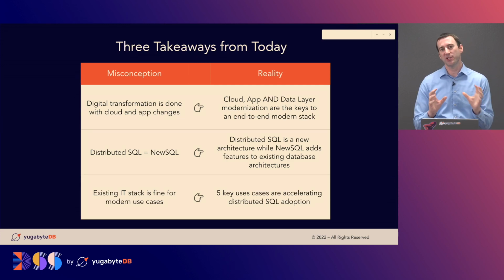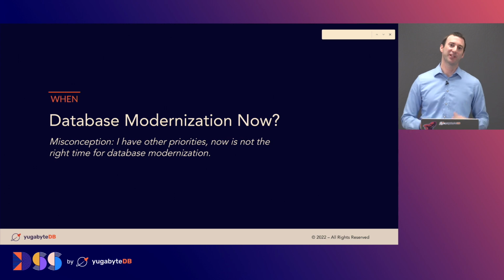So essentially, as you think about these 3 columns, these 3 points, we're going to talk about when we should modernize, what we're modernizing with, and the why. So when, what, and why are really the crux of what we'll get through today. So let's start with that first one.